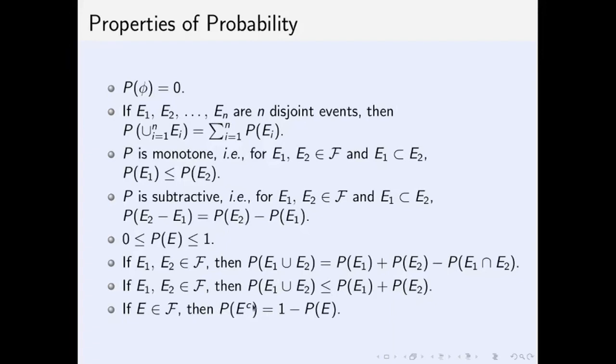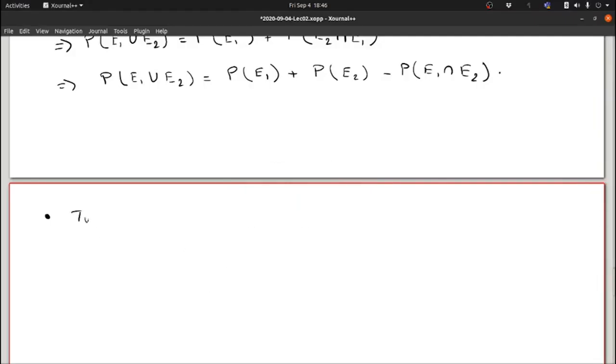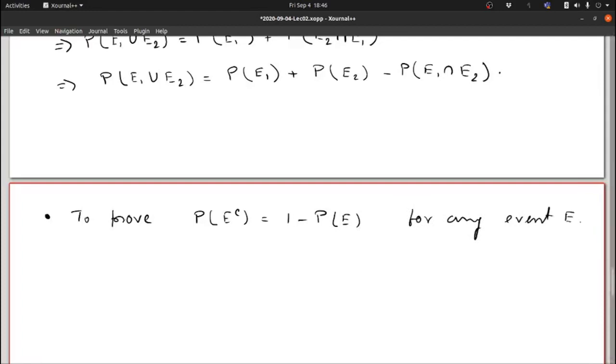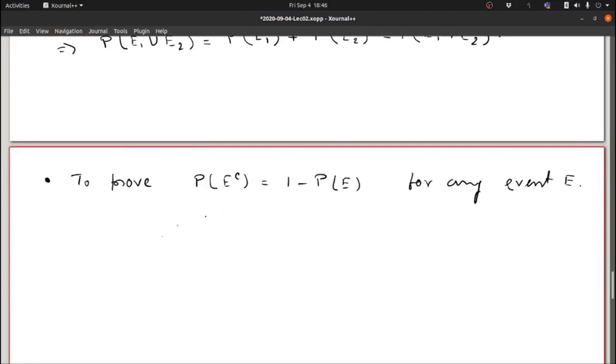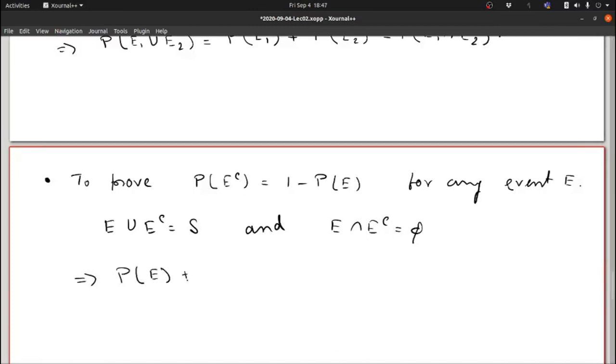I am going to the next one, which says that probability of E complement is equal to 1 minus probability of E. Why is this true? To prove P of E complement is equal to 1 minus P of E for any event E, the reason is again very, very simple. I can write E union E complement equals S, and E intersection E complement equals phi. So this implies that P of E plus P of E complement is equal to P of S, which turns out to be 1. And that completes the proof.